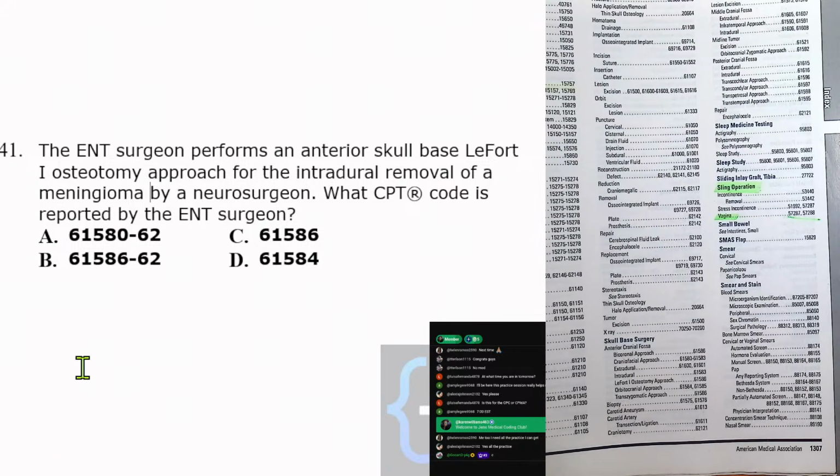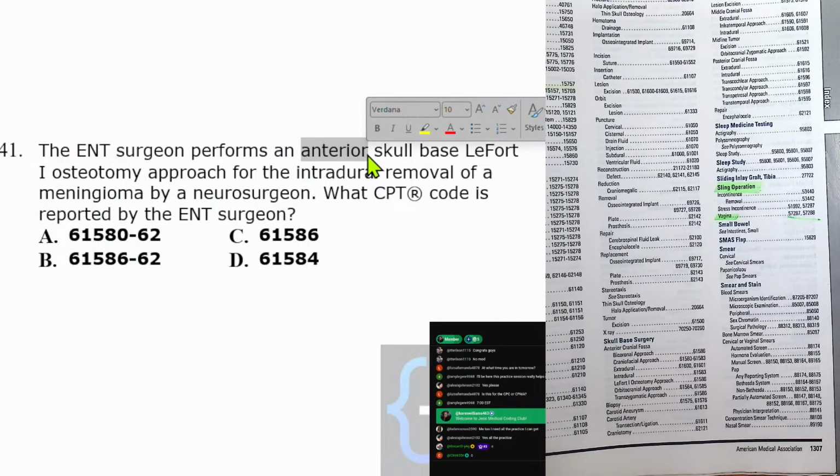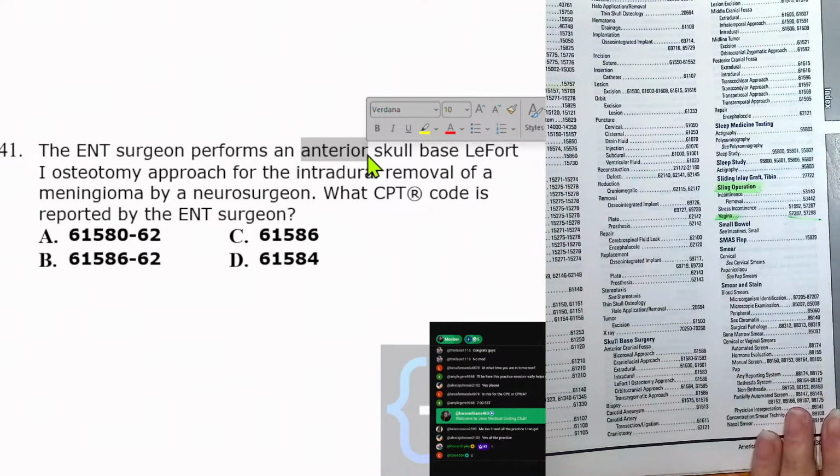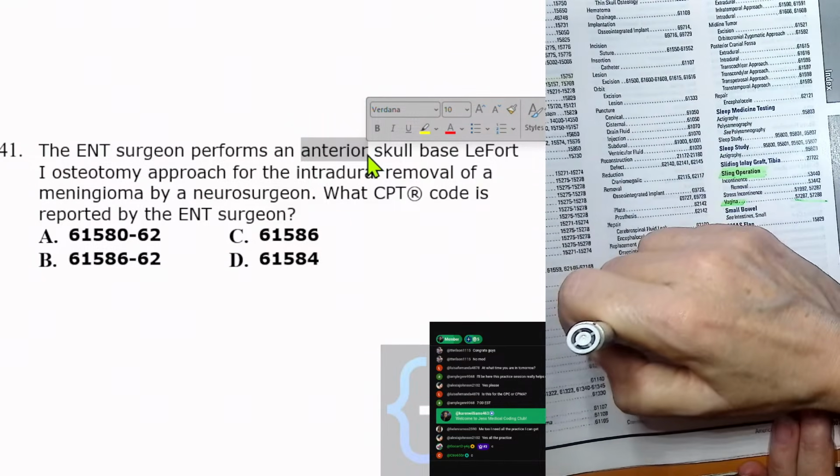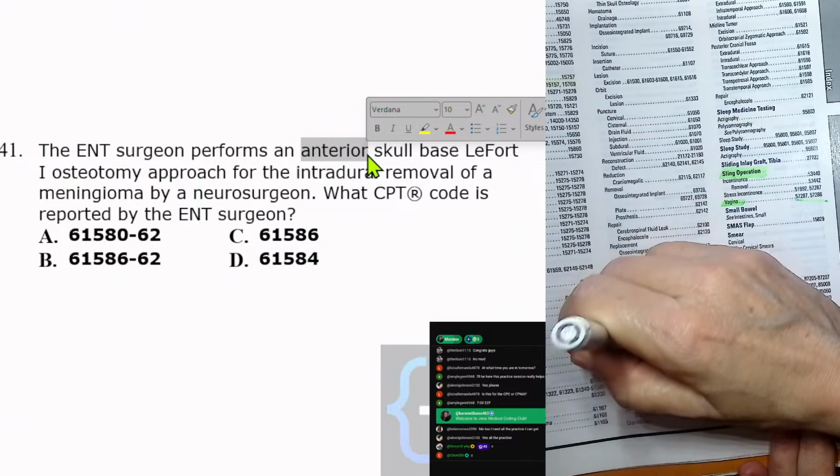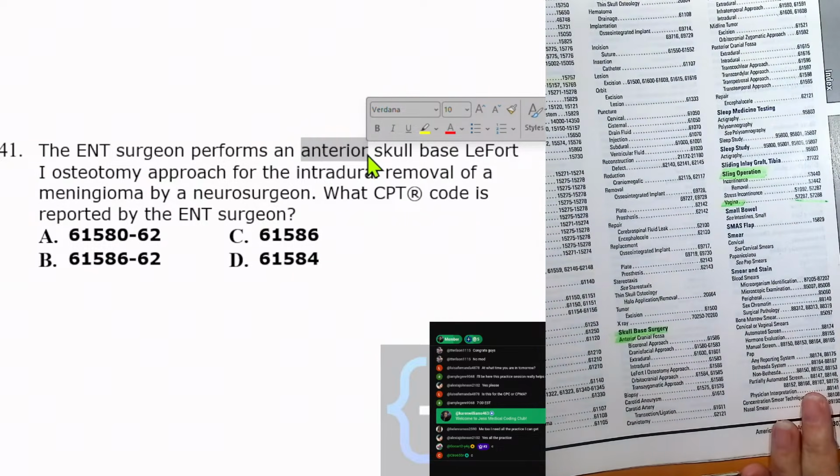Then I have some decisions to make. Am I doing a biopsy? Am I anterior? Am I doing a decompression? Am I doing a repair? Or am I posterior, midline? What am I doing? That kind of stuff. And I see that we are anterior, so that's really handy. I would stay here at skull-based surgeries. I would stay under anterior.